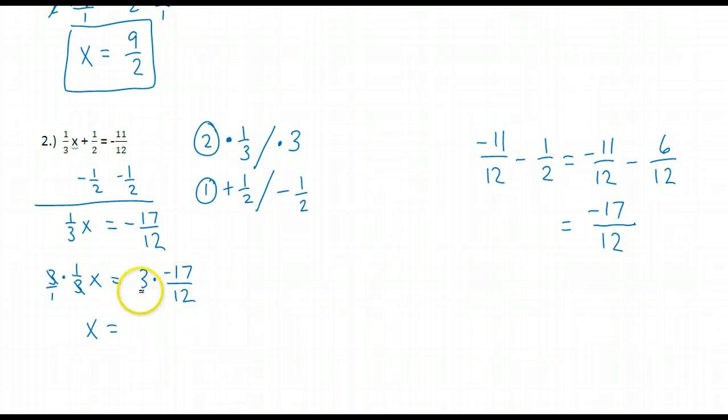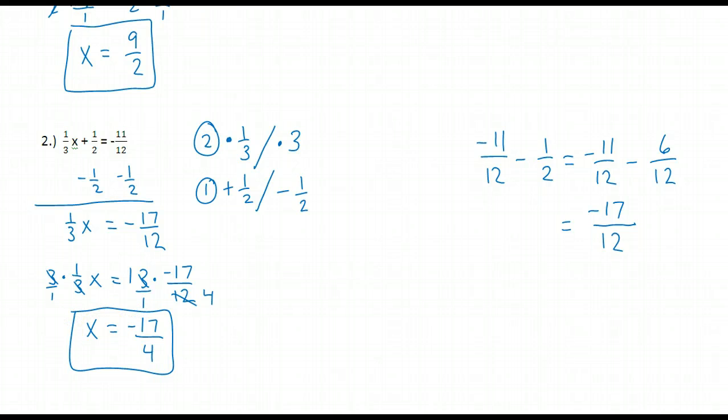On the right side, I have 3 over 1 times negative 17 over 12. Well, I have a 3 in my numerator and a 12 in my denominator. 3 twelfths can be simplified down to 1/4. So my answer is negative 17 fourths.